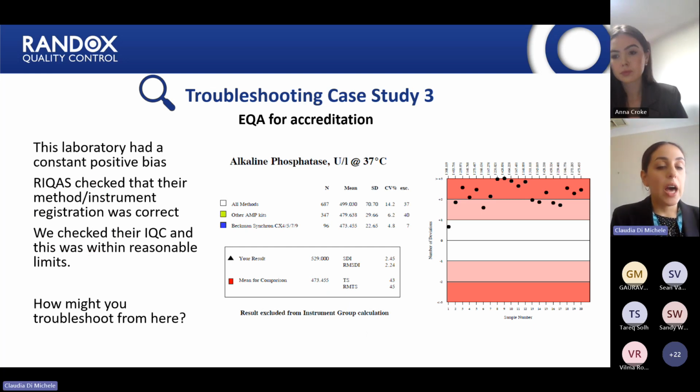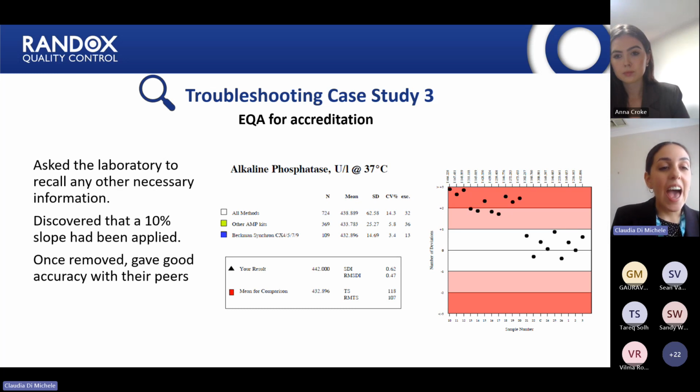Okay, this case study here relates to EQA for accreditation, and I think this is a particularly interesting one because it took us quite a while to get to the bottom of this case. So this laboratory had a constant positive bias for alkaline phosphatase. We checked that their method and instrument registration was correct. We checked their IQC, it was all within reasonable limits. But you can see really clearly on their RIQAS reports, they have a constant positive bias. So how might you troubleshoot from here?